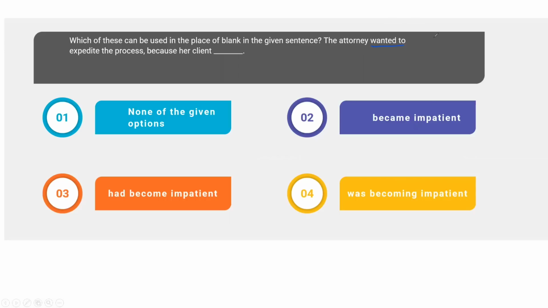So this denotes that the verb is in the V2 form, right? So this is in the past tense. And if it is became impatient, then that is not in connection with the present, so this tense cannot be rightly placed here. Also, if you choose option 4, was becoming, that's a continuous tense, and you don't find any idea of a continuous tense in the sentence. So the answer is had become impatient, which is the right form of verb to fill the blank. Hope you've understood.